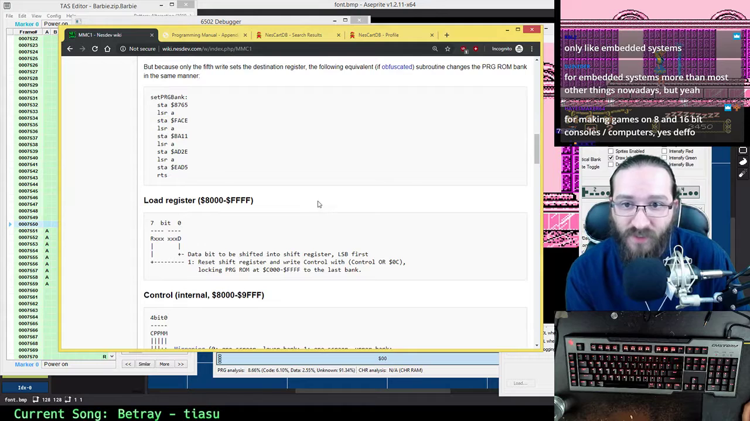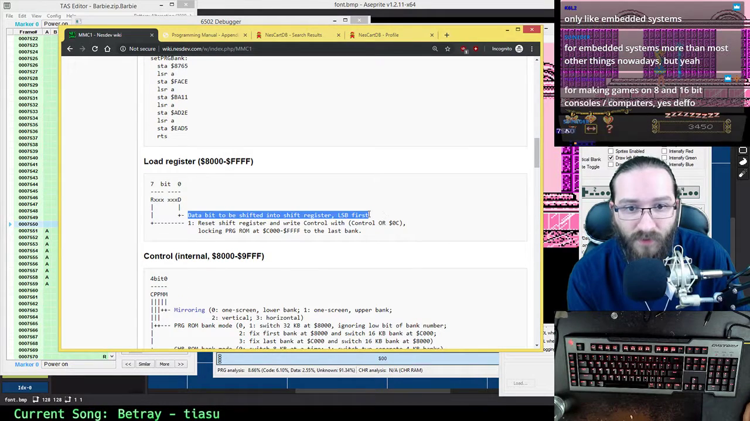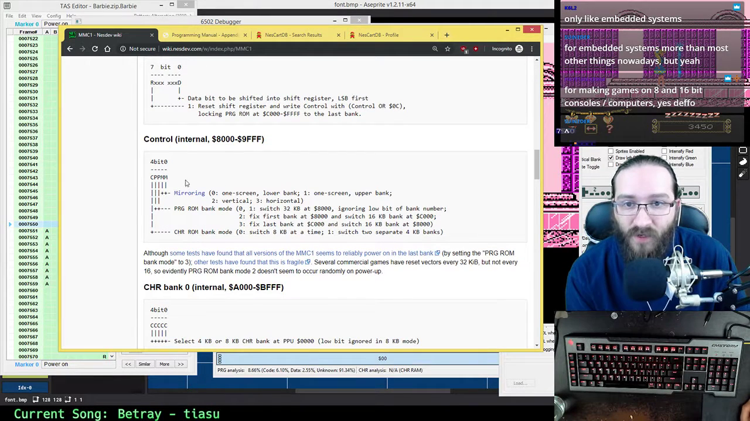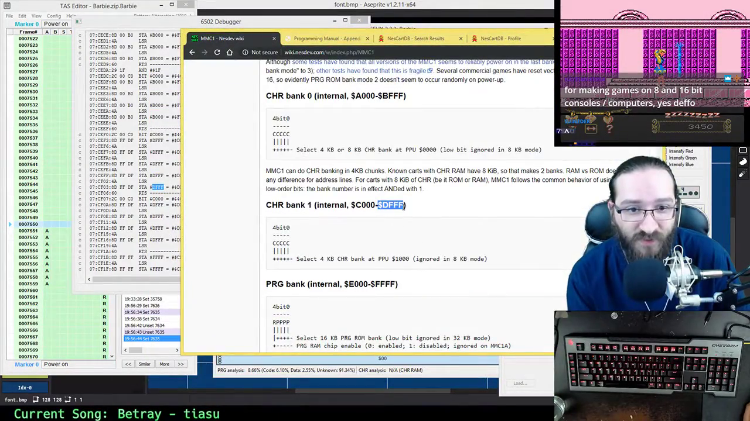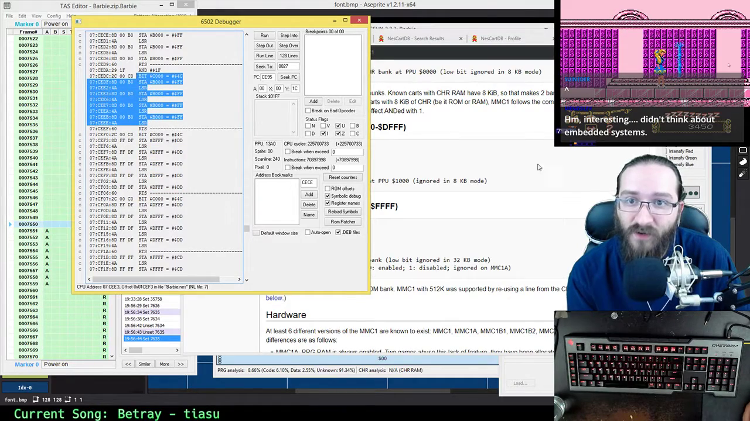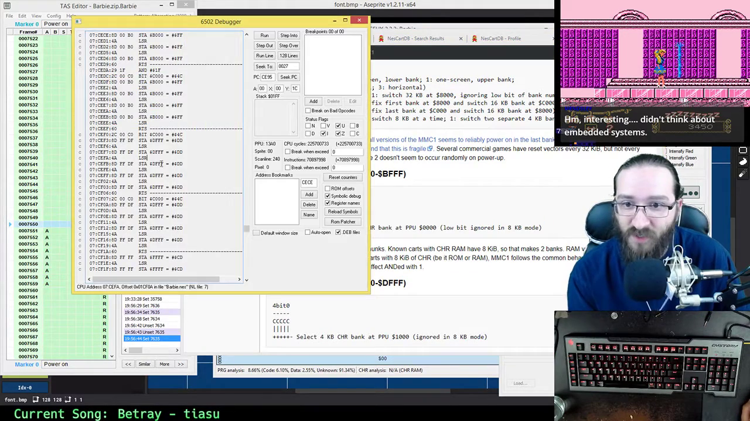Depending on where you write, it means different things, essentially. So this is first load register, reset the shift register. If you write between these addresses, it sets one of these things, right? What's writing to DFF? It's writing to this address right here, so that is selecting the lower CHR bank. That's what this is right here. And this right here, B00, is going to be selecting the upper bank of CHR.